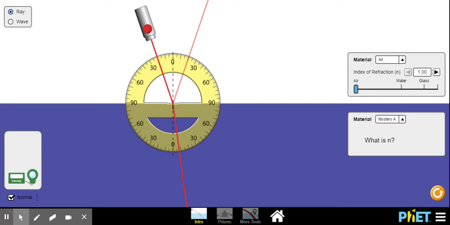Okay, now you can be a little bit more precise than me. I'm just doing this very quickly. Okay, so my first angle of incidence, 20 degrees. My first angle of refraction, I've measured that really wrong actually, sorry, it's 7 degrees. Okay, 7 degrees, so yeah, 7 degrees.